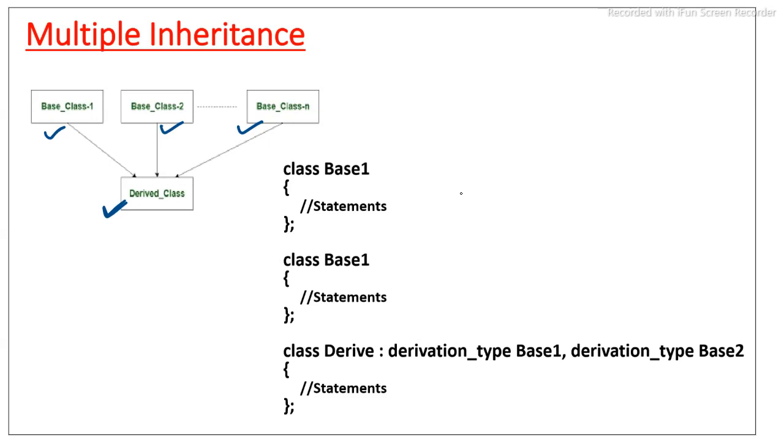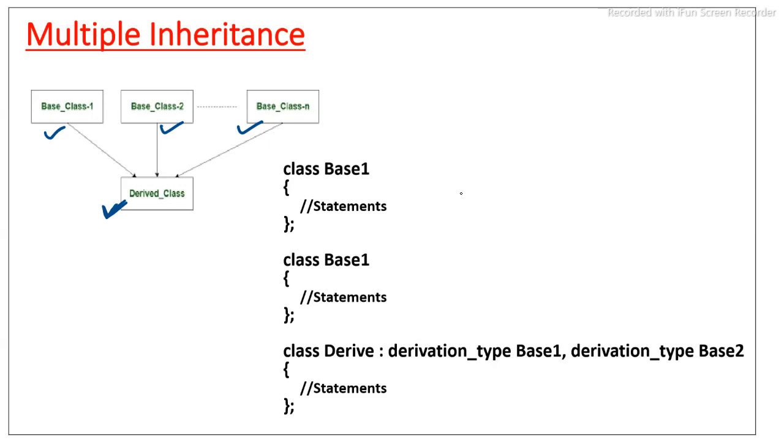So multiple inheritance is where a class can inherit from more than one class, or we can say that there is only one derived class or only one subclass, but more than one base class. Such kind of inheritance is multiple inheritance.